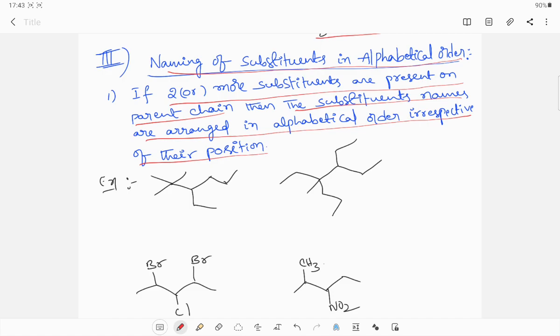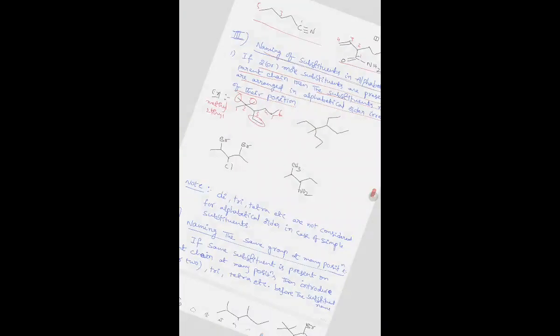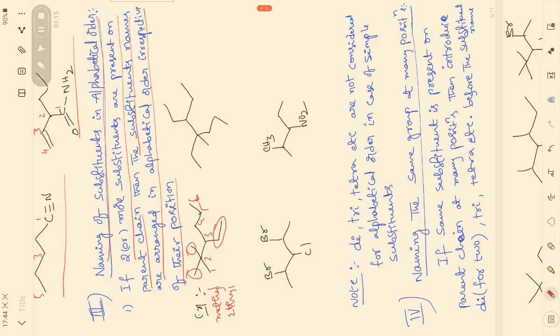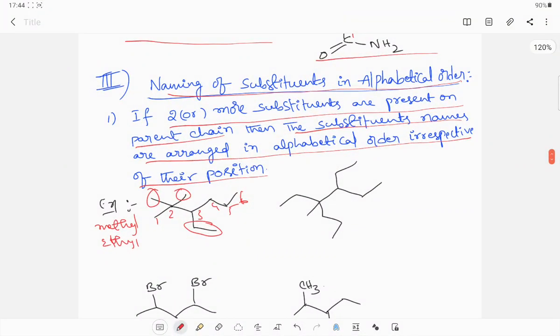See, for that I will give some numbers 1, 2, 3, 4, 5, 6. For this I want to give a name. See here, methyl groups, two methyl groups are there and one more is ethyl. So these are the methyl groups, this is the ethyl group. Now according to alphabetical order, which substituent name comes first? Ethyl group. So that's why 3-ethyl.